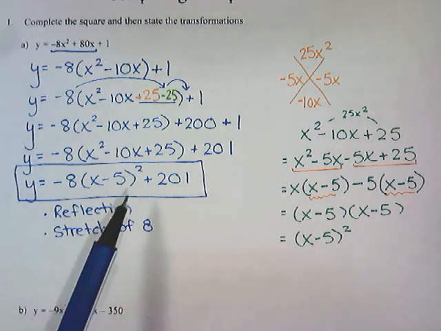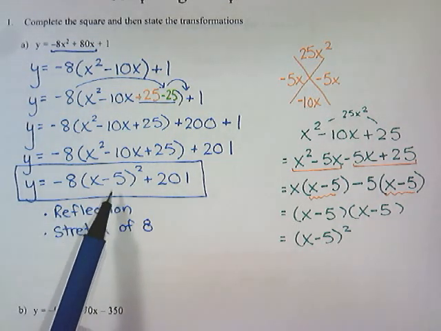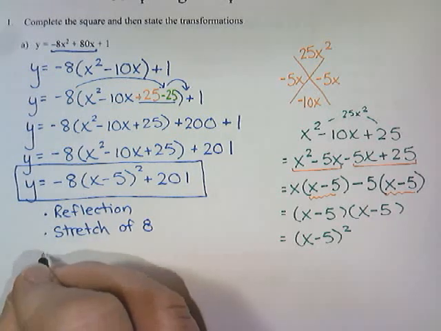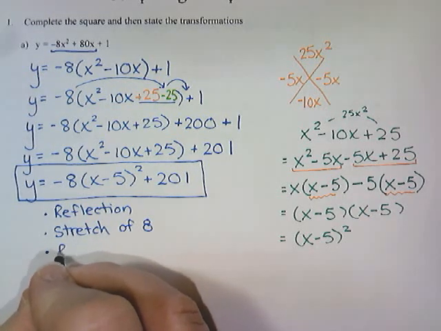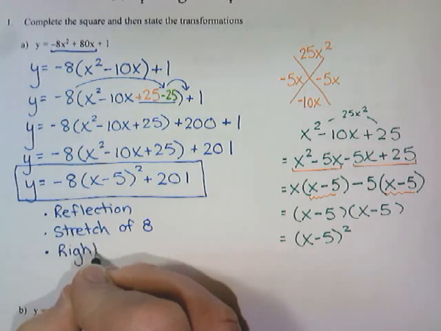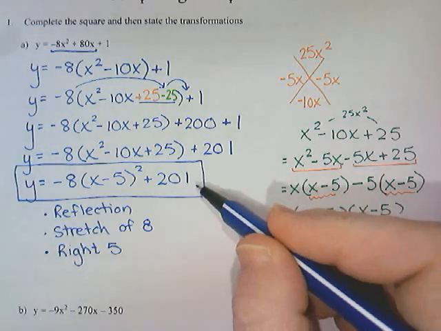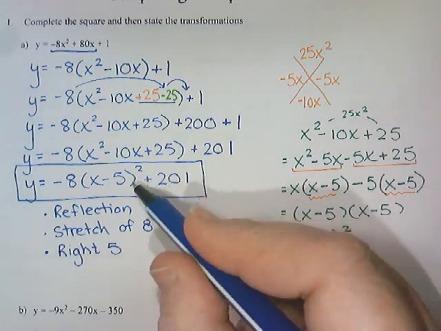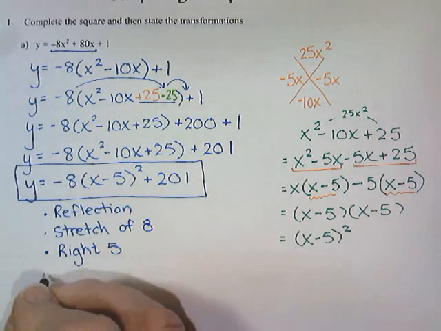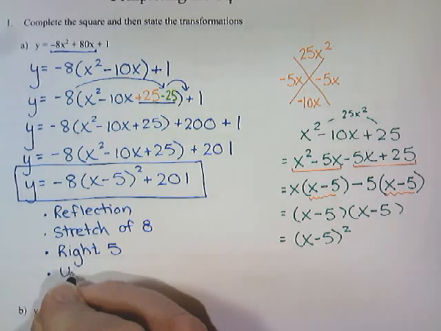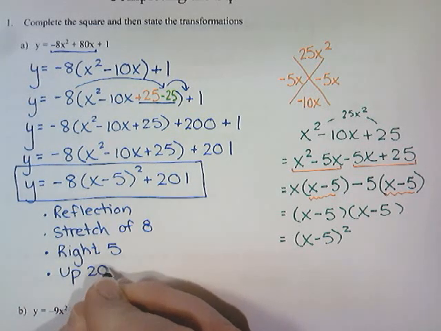Inside the bracket, that's where h is. So our h is negative 5, which would be right 5. And then the 201 is where k would normally be. So that means we are going up 201.